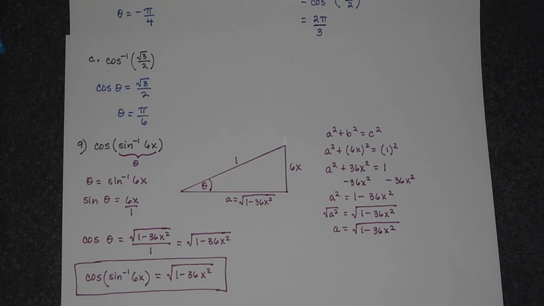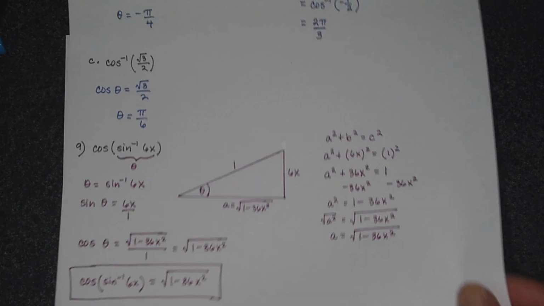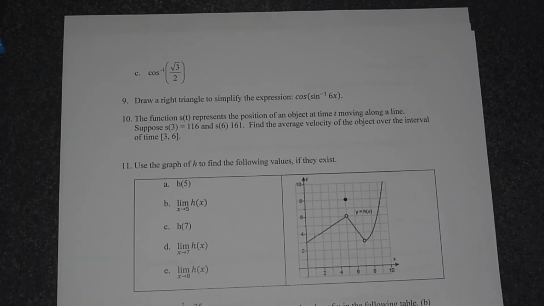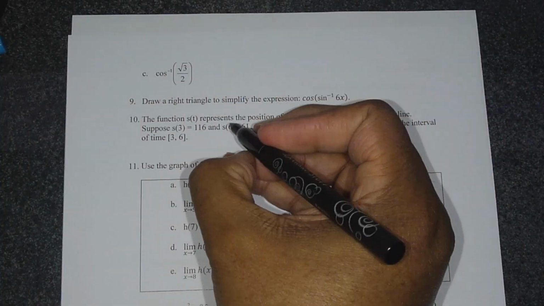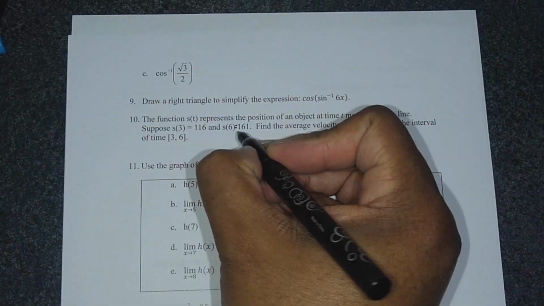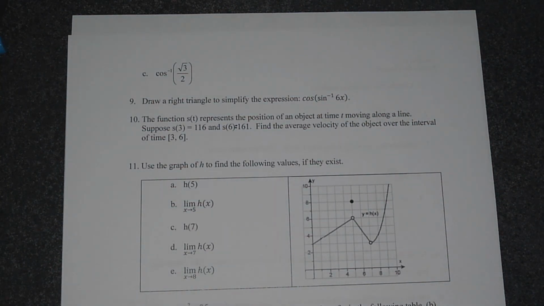All right, problem number 10. The function s of t represents the position of an object at time t moving along a line. Suppose s of 3 is equal to 116 and s of 6 is equal to 161. There should be an equal sign in between those two. Find the average velocity of the object over the interval of time from 3 to 6.